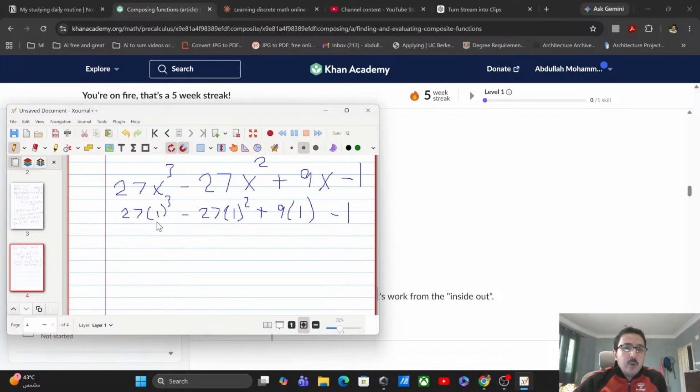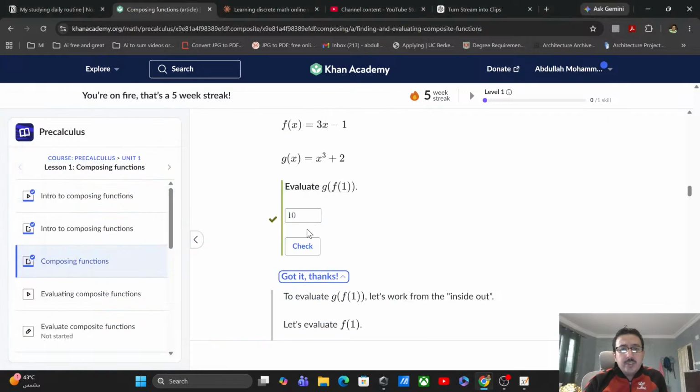So 1 squared is 1, so that's 27, minus, here is also 27, here is plus 1, plus 9, here is minus 1. So what is it going to be? 27 minus 27, that's a 0, plus 9, minus 1. It's 8. Is it 8 or 10? What was our answer? 10.